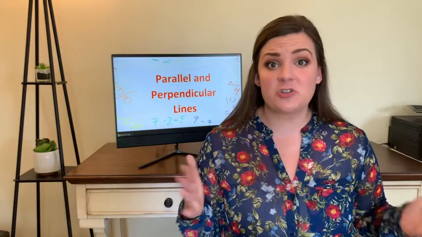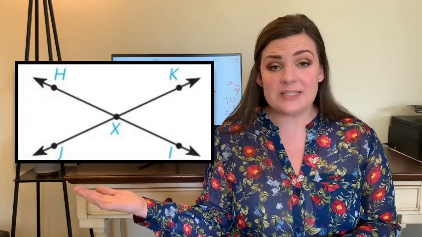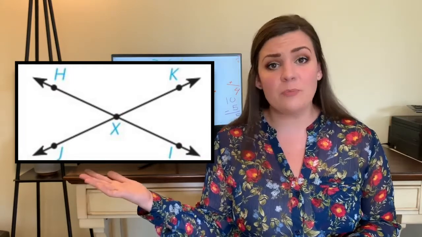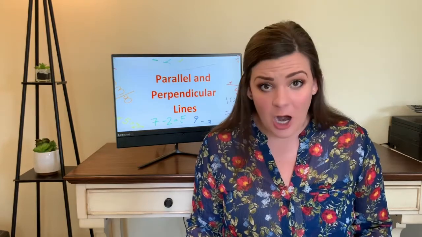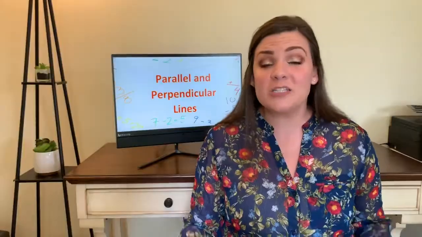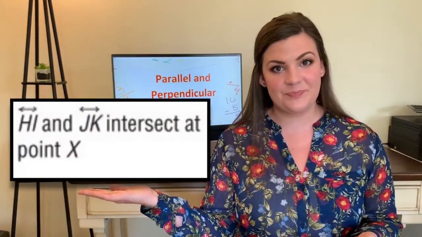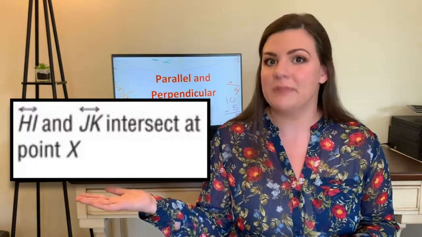If I asked you to describe these lines, what would you say? We would say that line HI is intersecting line JK at point X. Don't forget to include where the lines actually cross. X marks the spot. If we wanted to write that information down, it would look something like this. No fancy symbols here for intersecting. You just write the word intersecting.